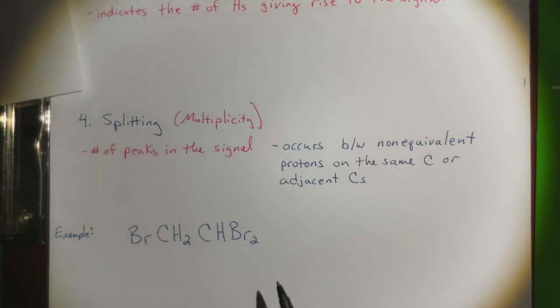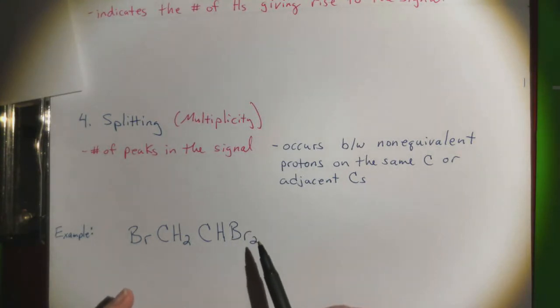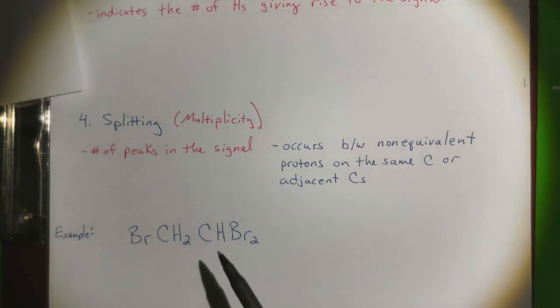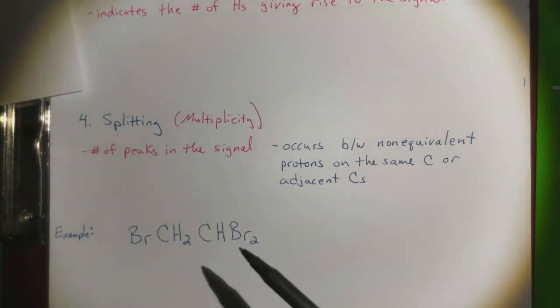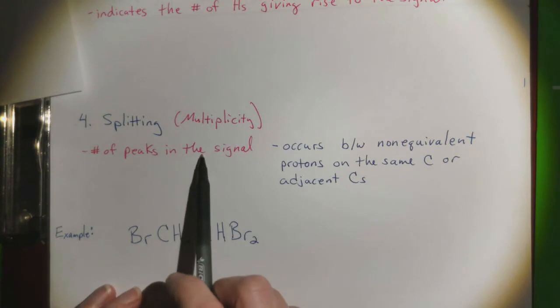To do that, we're going to start off with some simple examples where we use something called the n+1 rule, where we take the number of non-equivalent protons that are on the same carbon or the next door, adjacent carbon, and add 1 to it, and that tells us how many lines the signal for that proton or protons gets split up into. So the splitting, or the multiplicity, is the number of peaks that are in the signal.